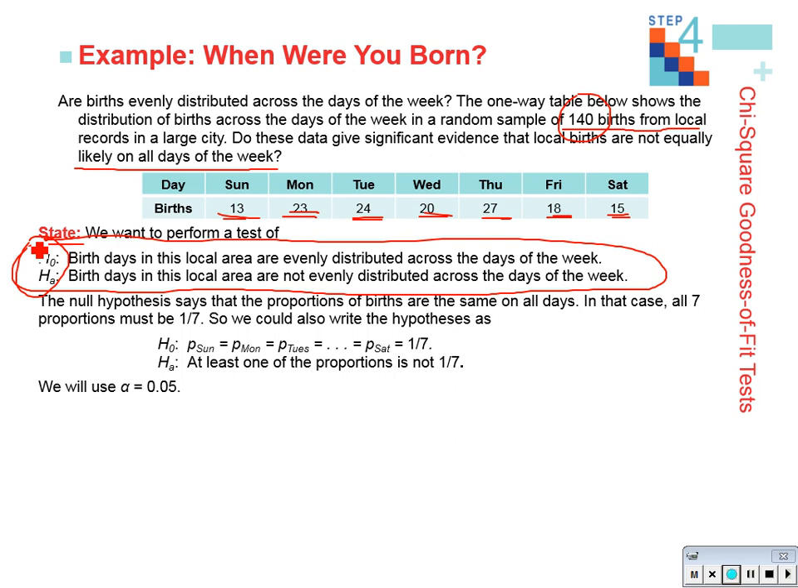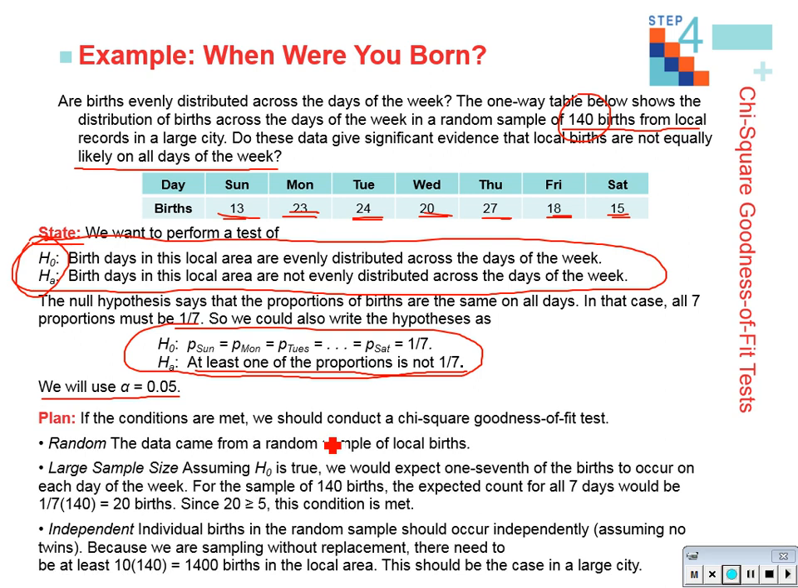Then we want to mention what the significance level is. In this case, we're going to do this at a 0.05 level. Here at the bottom is a different way of showing what the null and alternative hypothesis could be. We would say that the proportion of births on each of the days would be the same. An alternative would be to say that at least one of those proportions would not be 1/7. It would be something else.